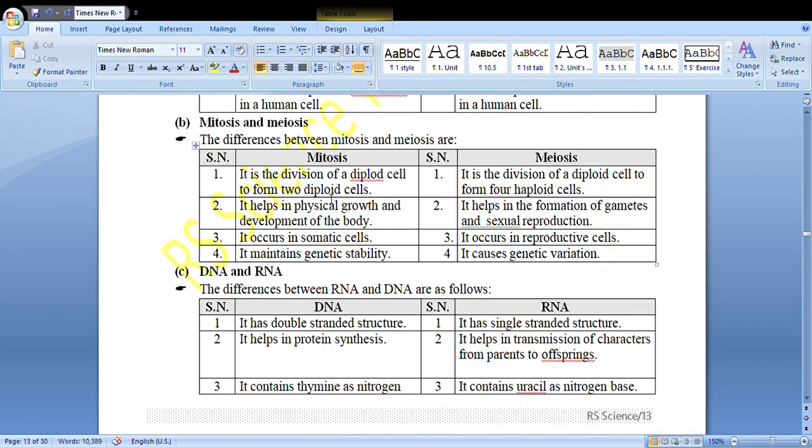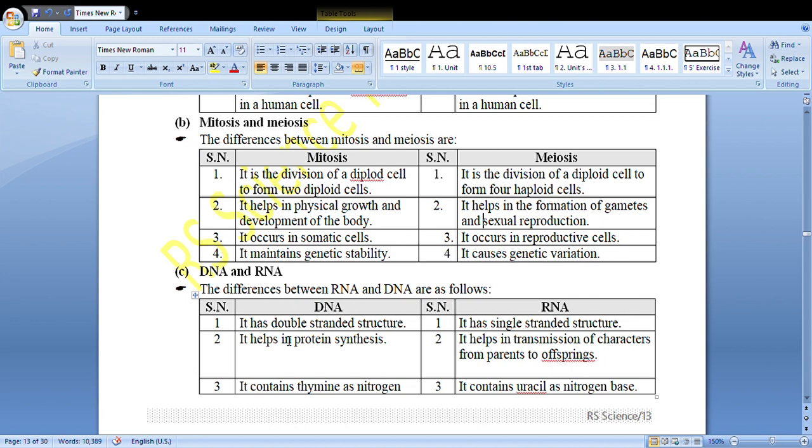Mitosis and meiosis. Mitosis is division of a diploid cell to form two diploid cells. Meiosis is division of a diploid cell to form four haploid cells. Mitosis helps in physical growth and development of the body. Meiosis helps in the formation of gametes and sexual reproduction. Mitosis occurs in somatic cells. Meiosis occurs in reproductive cells. Mitosis maintains genetic stability. Meiosis causes genetic variation.